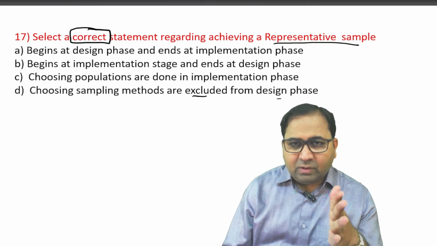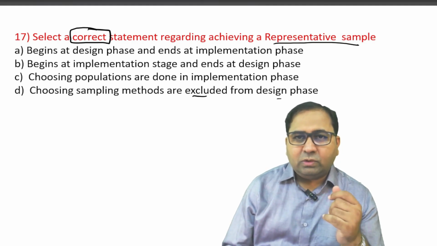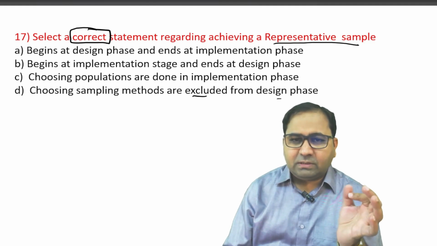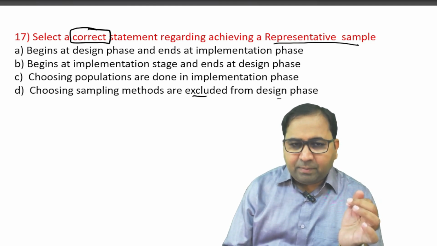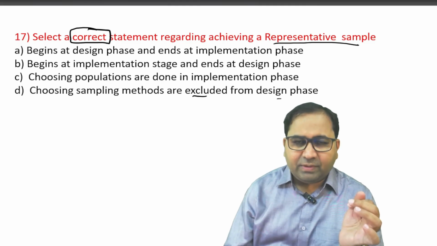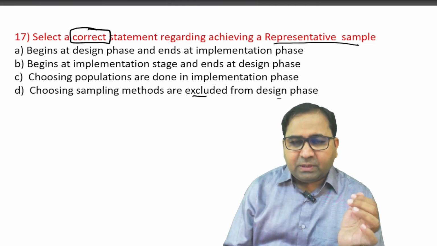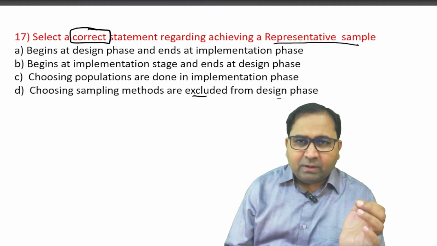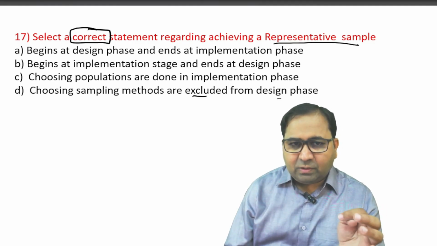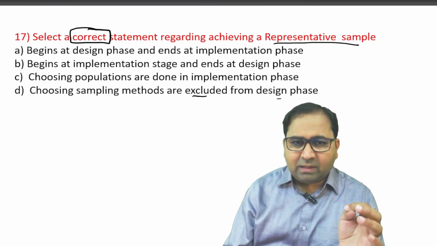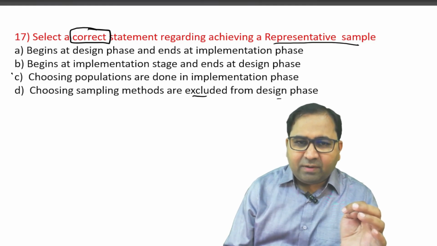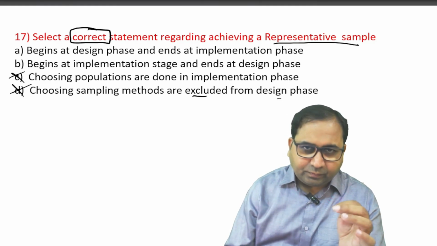So here you can use the exclusion criteria to choose the best two of four options. See, option A and B. Option A says that it begins at the design phase and ends at the implementation phase, and option B says it begins at implementation stage and ends at the design phase. So by this itself I have understood that the answer will be either A or B. So straight away exclude C and D.